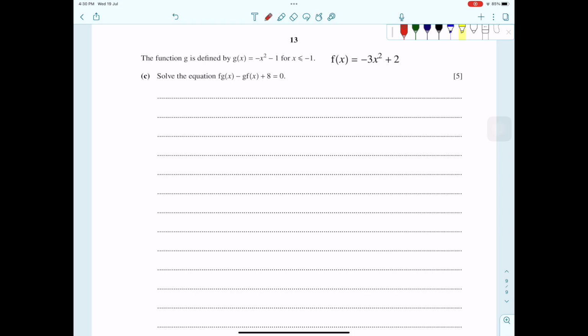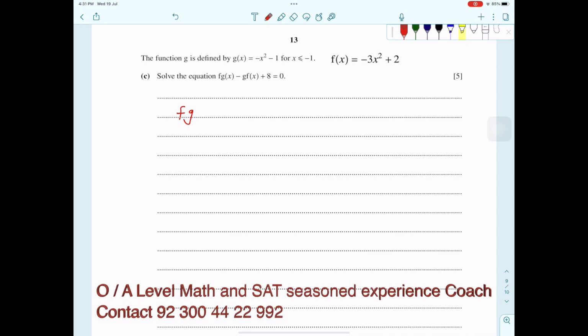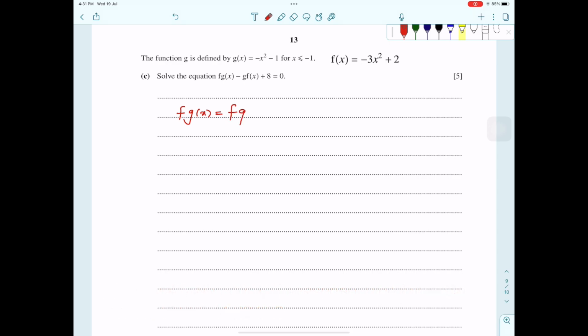So part C of this question is to find the composite function, then you will form the equation, and at the end you will be able to solve that equation. So first of all, you need to understand fg of x or fg, they are the same and have the same meaning. That means you are going to plug g in f.